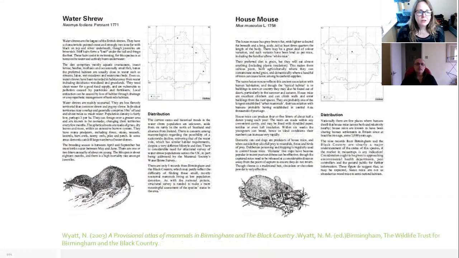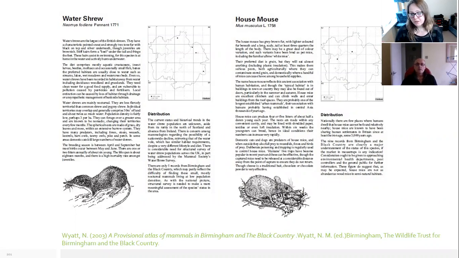Another one. This is from the Mammal Atlas 2003. This is the distribution of water shrew and the distribution of house mice. And so you could be forgiven for thinking that there are twice as many water shrews in the county as there are house mice. And quite clearly, that's absolutely not the case.